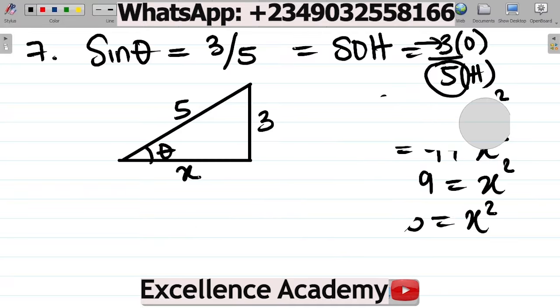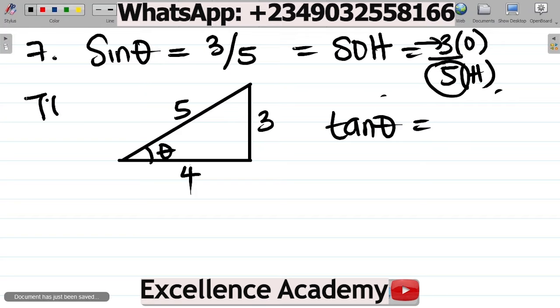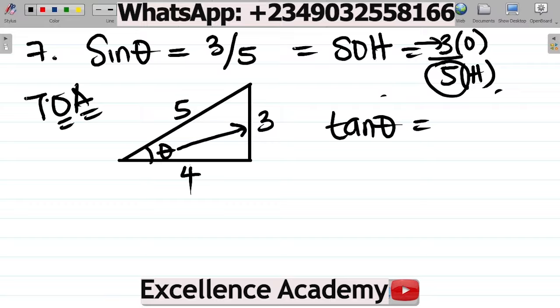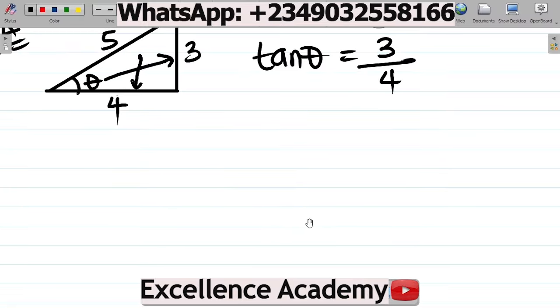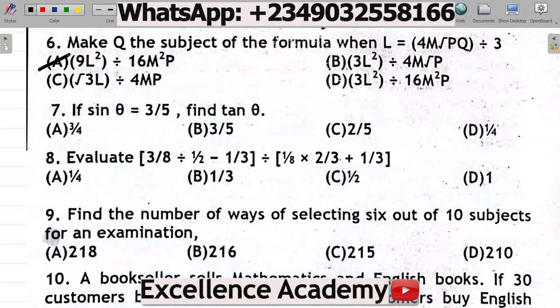Let's see how we can use this. The value of x, this side, is 4, as we've just solved. Now we have to find tan of theta. Using the TOA in SOHCAHTOA, tan is opposite over adjacent. From here, opposite is 3, all over adjacent, which is 4. So the correct answer for tan theta is 3 over 4. 3 over 4 is option A, so option A is the correct answer.